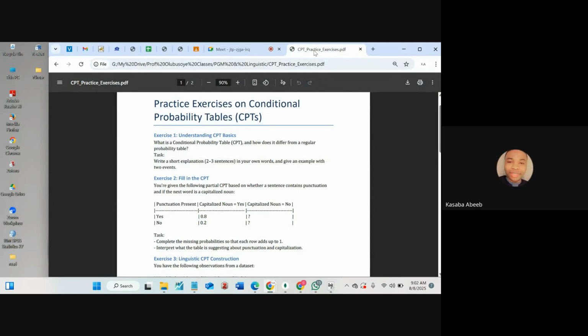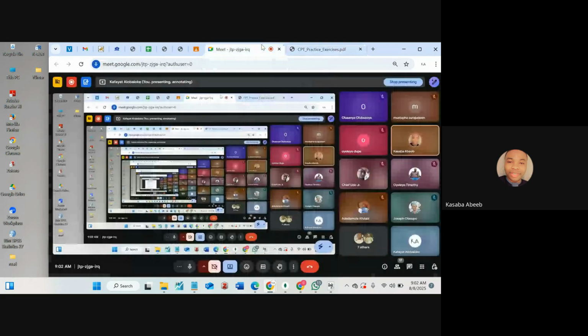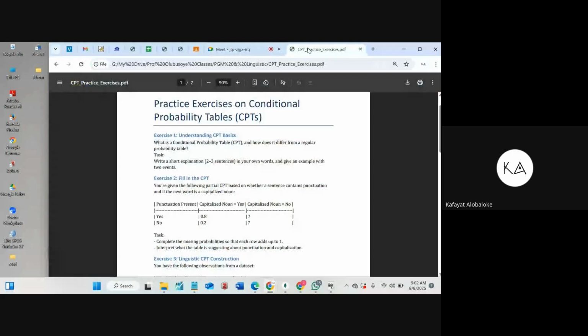Sorry, what was the question again? Okay, can you see my screen? Yes. We are on exercise 1 now. What is a conditional probability table, and how does it differ from a regular probability table? Describe this in your own words and give us an example to back it up. Do you get that? Yes. Okay, so you want to assist us? Please go ahead.